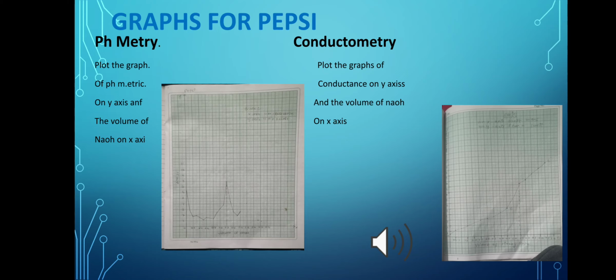Now in the case of conductometry, the graph is plotted between NaOH and corrected conductance, taking corrected conductance on the y-axis and NaOH on the x-axis. We will observe that first the conductance decreases, and soon after neutralization the conductance increases. The point at which the conductance increases is called the equivalence point.